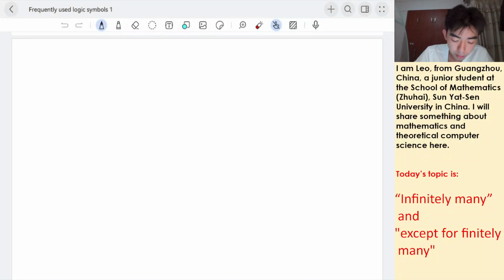Okay, today's topic is, I will give one example to explain what the difference is between "infinitely many" and "for all except for finitely many", and their relationship.